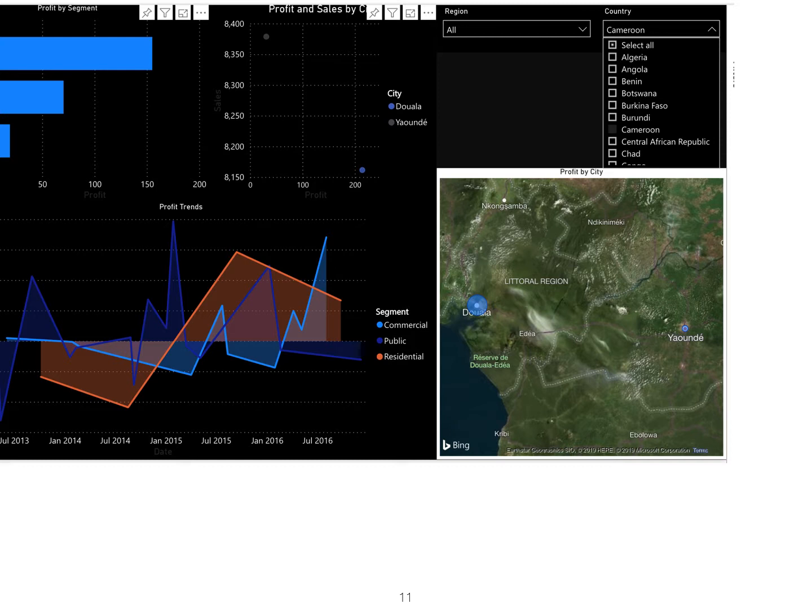If you look right here on the plotted graph, we also have Douala and Yaoundé highlighted. And also on the map, you can see the exact location of Yaoundé. It shows that it's in the center of Cameroon, and Douala is around the coast.